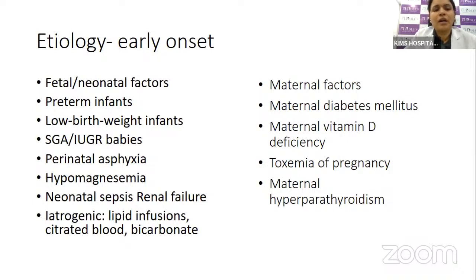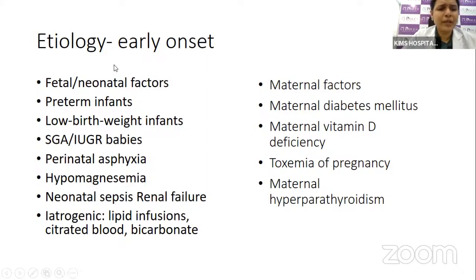So in newborns, hypocalcemia can be broadly classified into early onset versus late onset hypocalcemia. Early onset hypocalcemia, defined as hypocalcemia seen within the first 72 hours from birth, is usually because of fetal or neonatal factors: prematurity, low birth weight, SGA and IUGR babies, babies who have had perinatal asphyxia, hypomagnesemia, neonatal sepsis or renal failure, and secondary to maternal factors like maternal diabetes, vitamin D deficiency, toxemia of pregnancy, and maternal hyperparathyroidism.